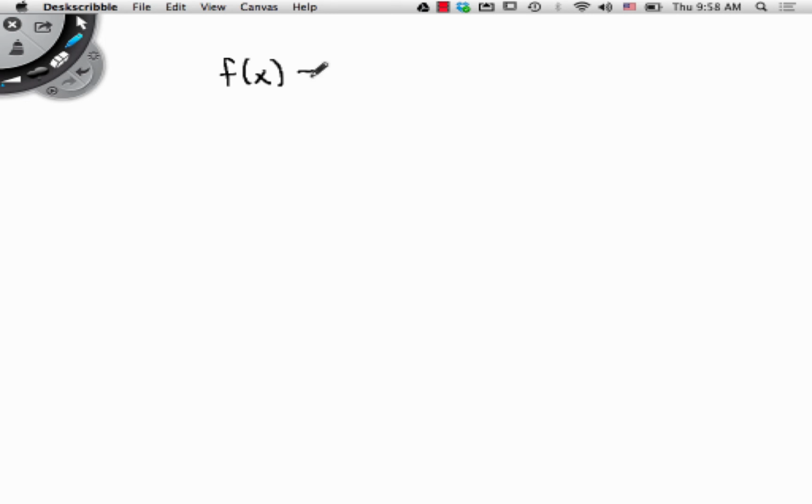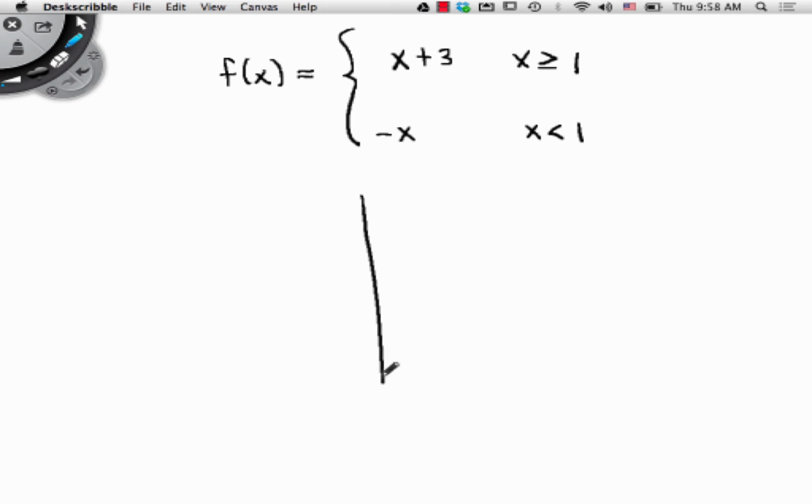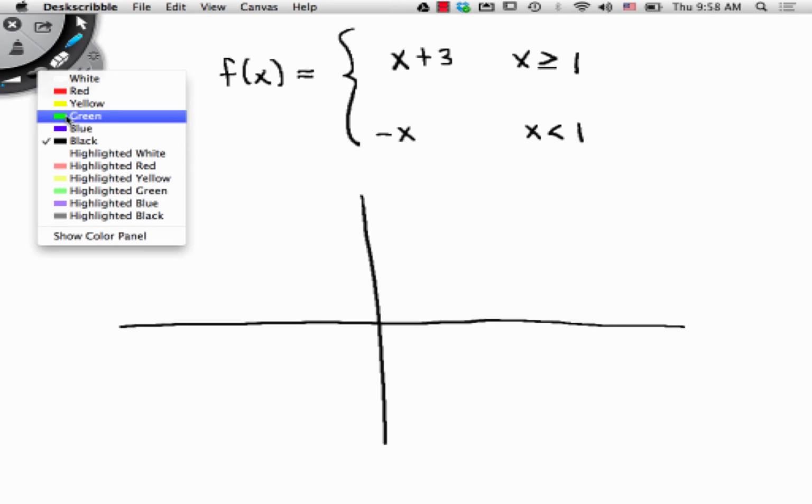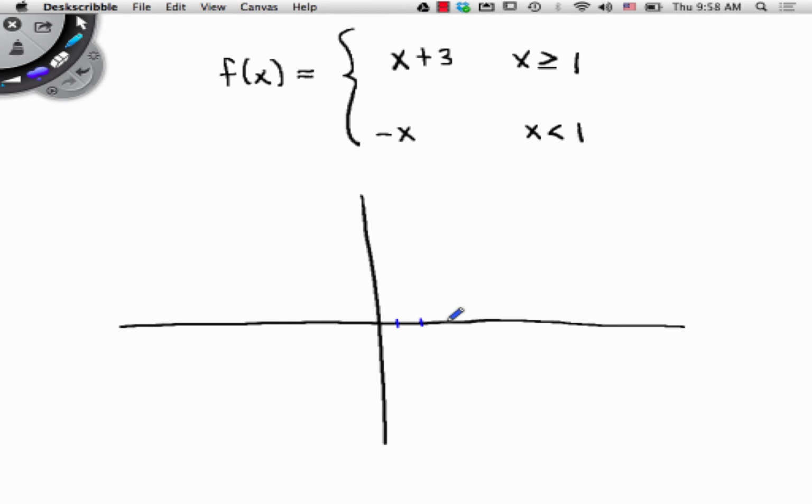Here's f of x is equal to, here's a piecewise function, x plus 3, as long as x is greater than or equal to 1, and it's equal to negative x when x is less than 1. So this is a piecewise function. So what I do now is I graph the piecewise function. Here's my y-axis, here's my x-axis. I'll put the function in blue. 1, 2, 3, 4. 1, 2, 3, 4.